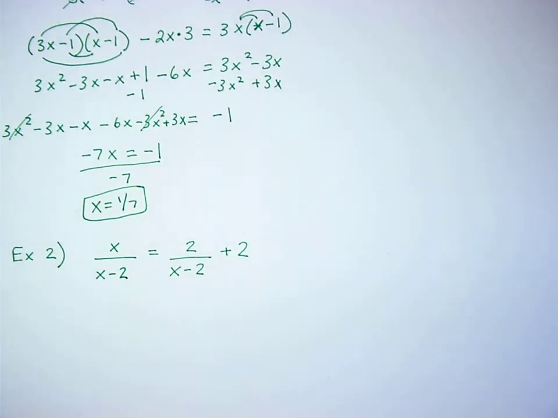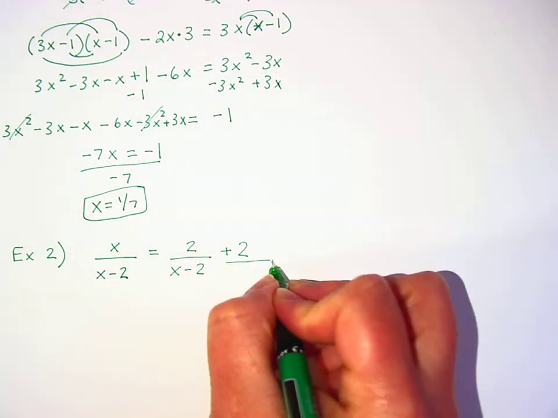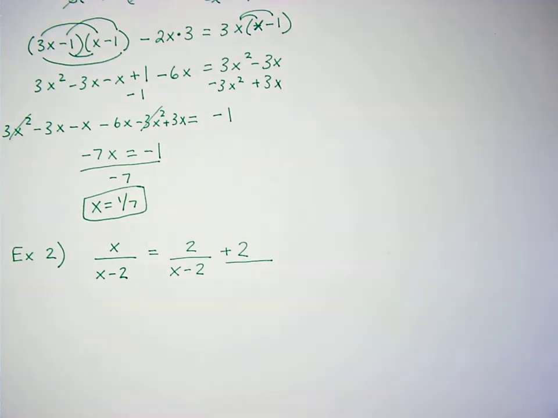Okay, this one is a lot easier because we've already got an x minus 2 and an x minus 2 on the bottom. We're going to have to get a common denominator over here. Why don't you pause the video right now and give this one a shot? See if you can do it.